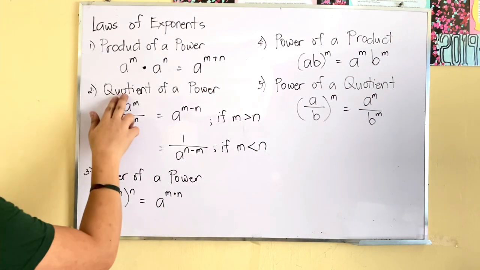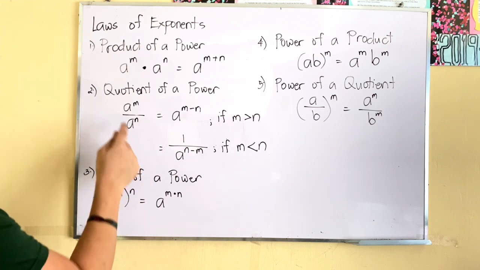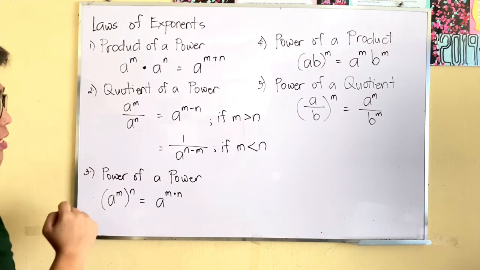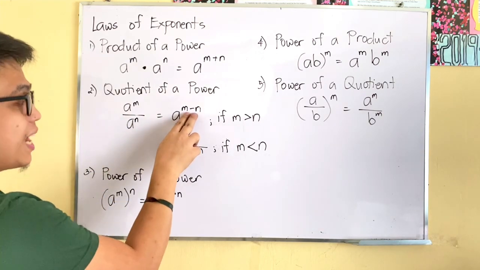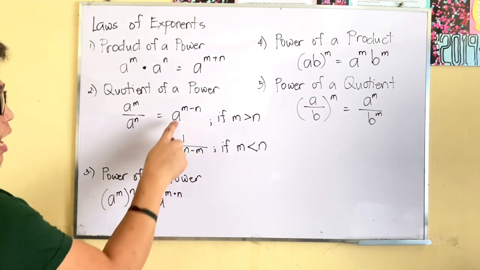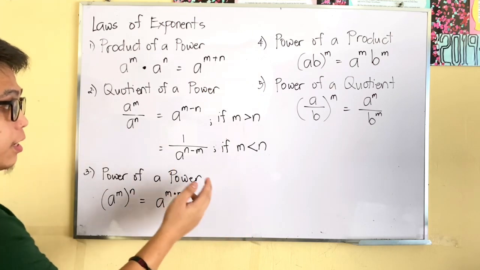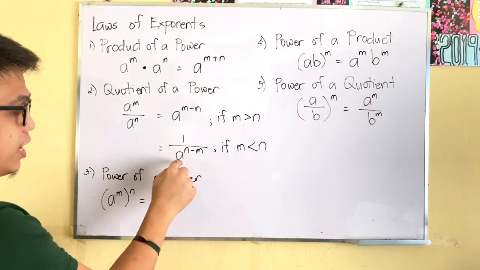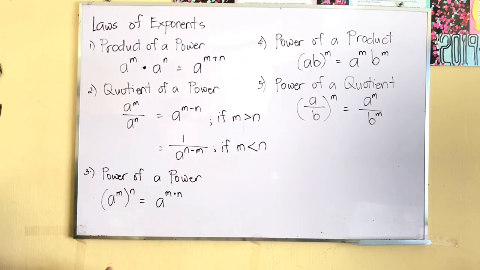Next one, the quotient of a power. So kapag naman quotient, so of course, meron division. A raised to m divided by a raised to n. So same basis again. So we just need to copy the base and then subtract the exponents. M minus n if m is greater than n. Kapag naman m is less than n, so meron tayong 1 over a raised to n minus m, or nasa baba yung ating base with exponent.